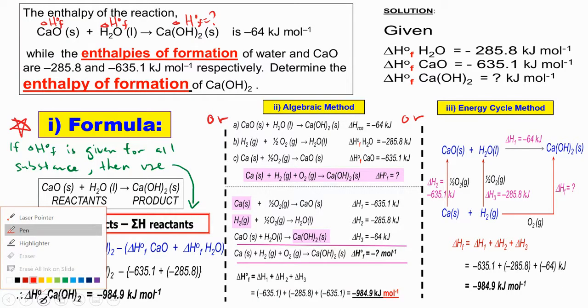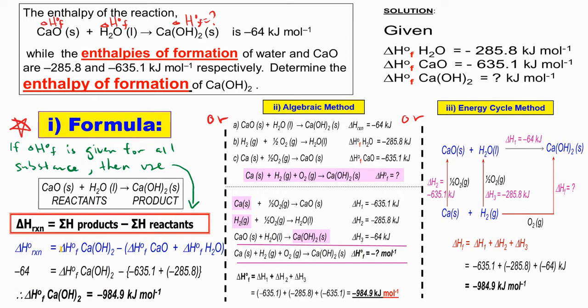Another one is the energy cycle, and another one is the formula method. The formula method, you can use it if the enthalpy of formation is given for all substances, for reactants and for products. For example, we have two reactants and one product, and then we are given the enthalpy of formation. So we can calculate the enthalpy of reaction.